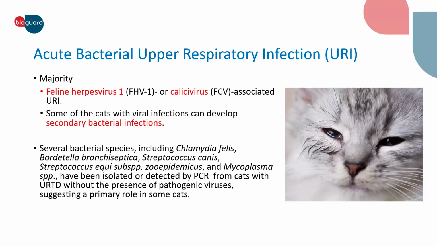Several bacterial species, including Chlamydia felis, Bordetella bronchiseptica, Streptococcus canis, Streptococcus equi subspecies zooepidemicus, and Mycoplasma have been isolated or detected by PCR from cats with URTD without the presence of pathogenic virus. So this suggests these bacteria may play a primary role in some cats showing URI.